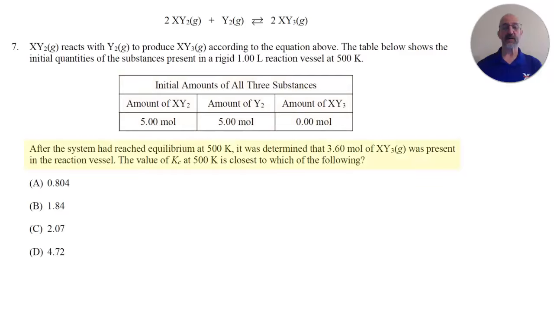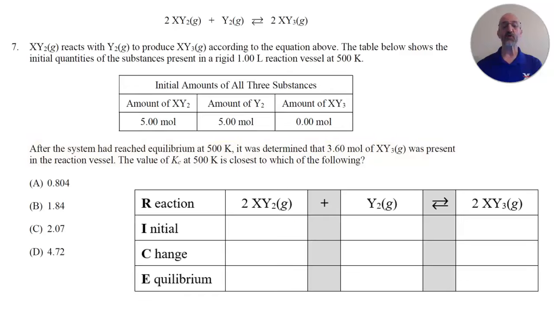Now, after the system had reached equilibrium at 500 Kelvin, it was determined that 3.60 moles of substance XY3 was present in the reaction vessel. The value of the equilibrium constant, Kc, at 500 Kelvin is closest to which of the following? So what I will do to answer question 7 is I will use a strategy involving the formation of what I refer to as a RICE table. The word RICE is an acronym which stands for the words reaction, initial, change, and equilibrium.